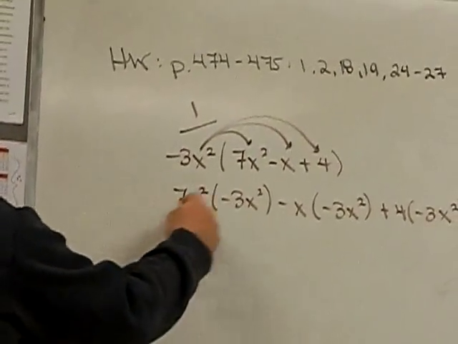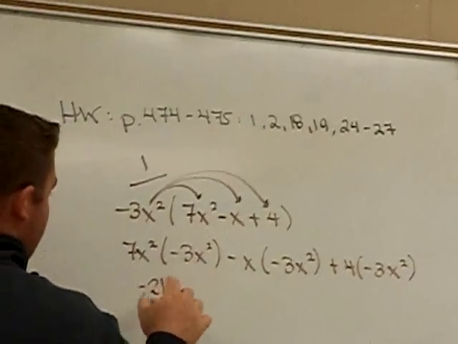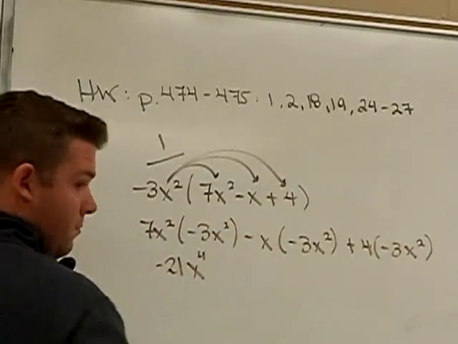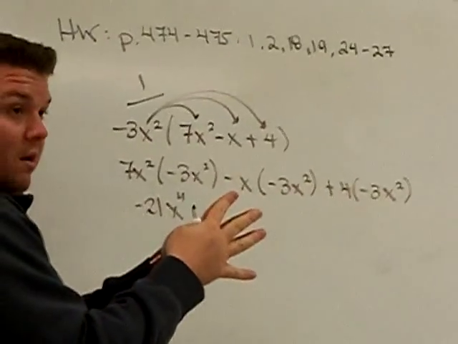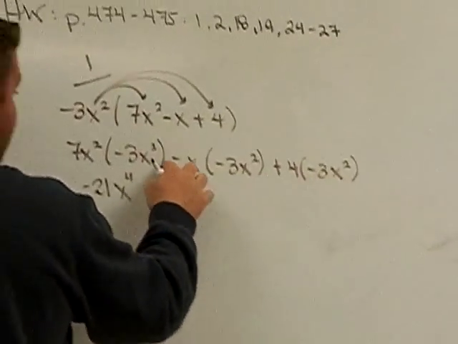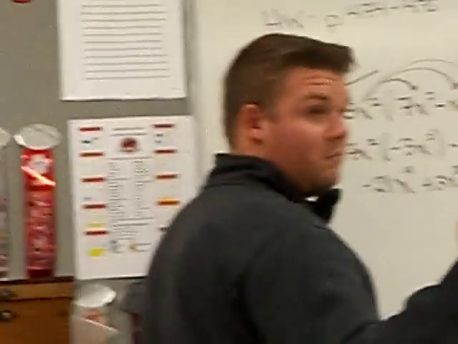So we've got, what's 7 times negative 3? Negative 21. And we've got an x, and you've got 2 plus 2, which is going to give you 4. Right? When you multiply variables, you add the exponents. And over here we've got negative 1 and negative 3, that becomes plus 3. X times x squared, 1 plus 2 is x cubed. Right? If there's nothing here, it's understood to be a 1, right?